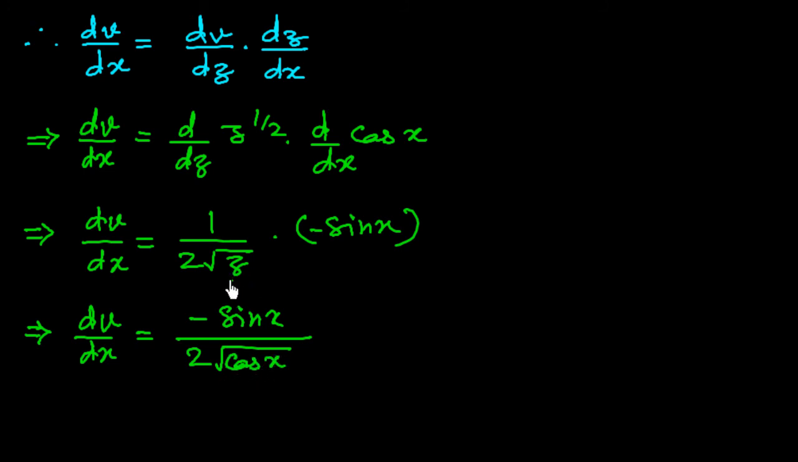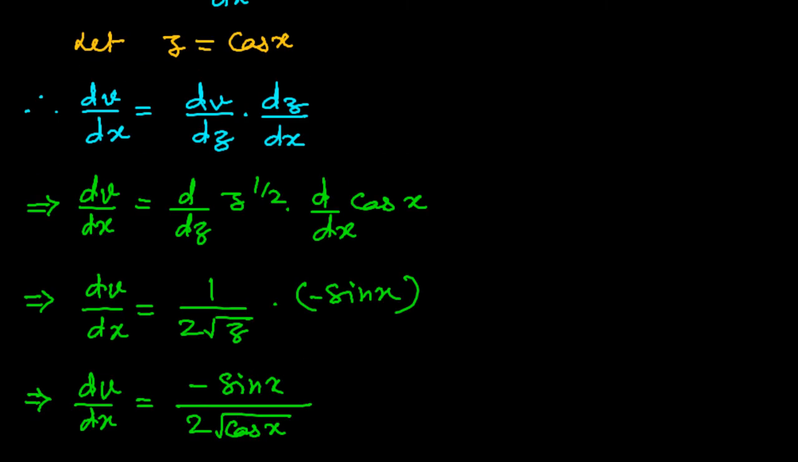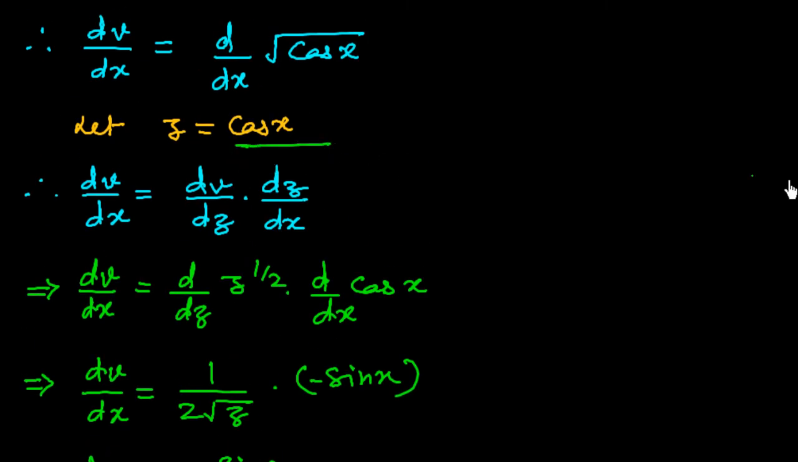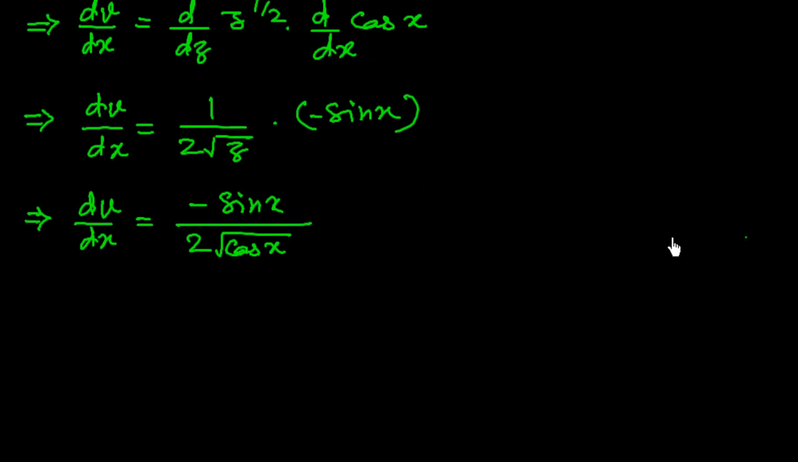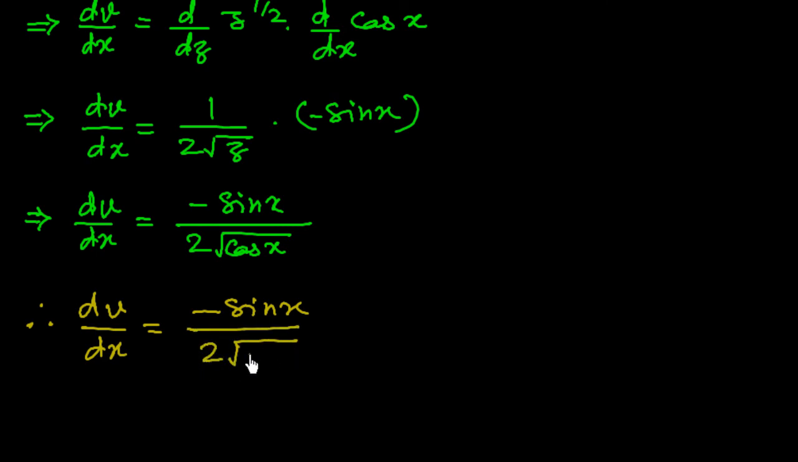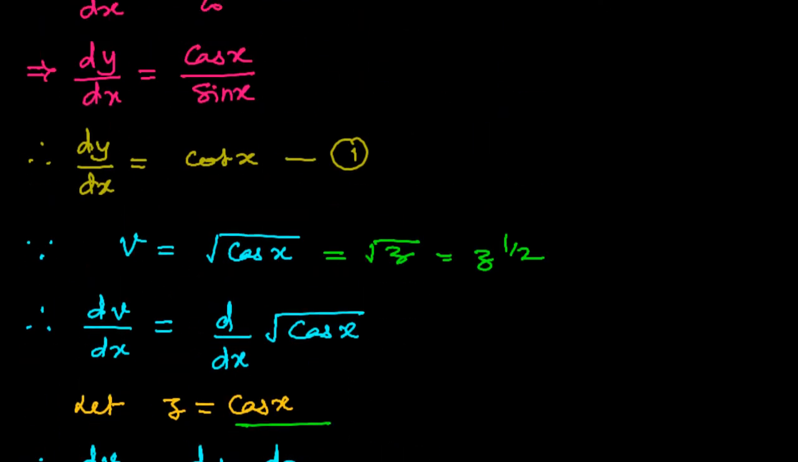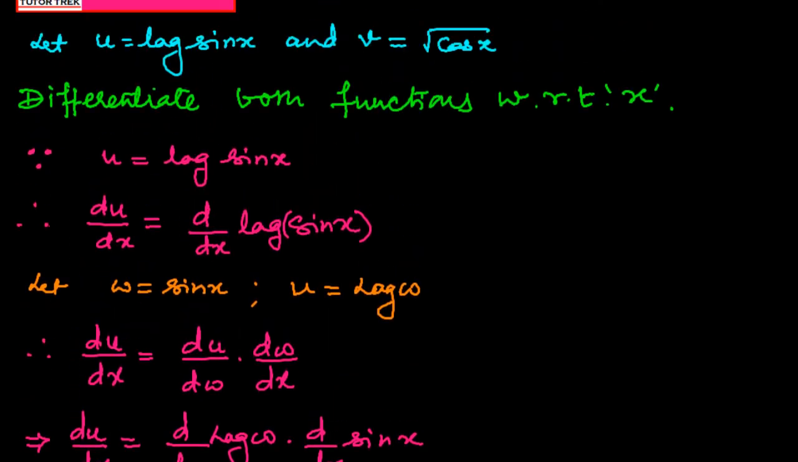So I am putting the value of z, which is equal to cos x. Look here, z is equal to cos x. So this we have got. Finally we get, therefore dv over dx is equal to minus sin x over 2 square root of cos x. This is our second result. Now I explain which method we have to use here.